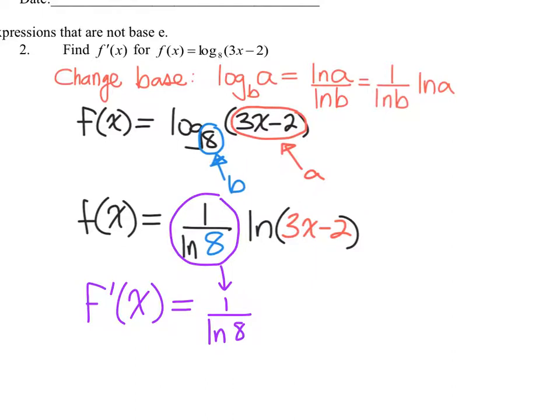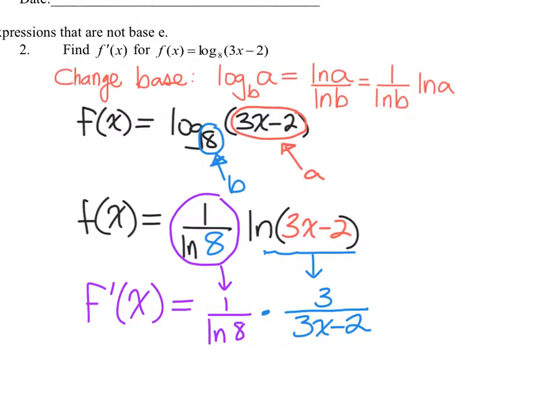Then I need to take the derivative. Blue, I think, is the color I'm going to go with. The derivative of the natural log is 1 over whatever's contained within the natural log, so 3x minus 2, multiplied by the derivative of whatever is in the natural log, so 3. And there it is. We could consolidate a little bit, but I don't see the point. All we're going to do is write it as 3 over ln of 8 times parentheses 3x minus 2. That's pretty much the same thing.